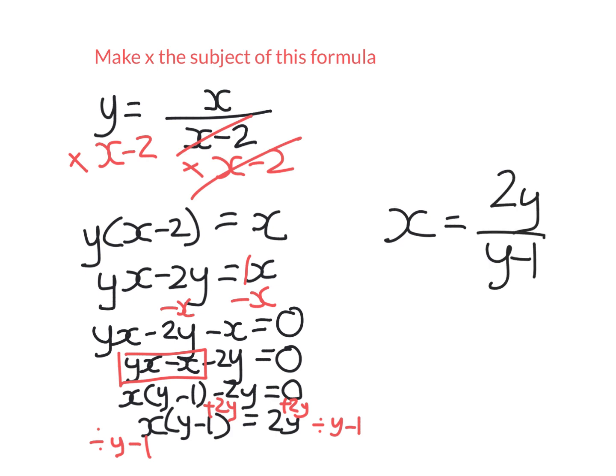So when we're doing something like this, we should just write that y can't equal 1. Because if y was to equal 1, that means we would have divided each side by 0, which you absolutely cannot do. So we also know instinctively here y can't equal 1 because x and x minus 2 can't be equal anyway. But this is just a mathematical convention. We just write this to show that we know that we can't divide by 0 here. So this is our final answer here. X equals 2y over y minus 1. It's the same as this formula, but x is the subject.